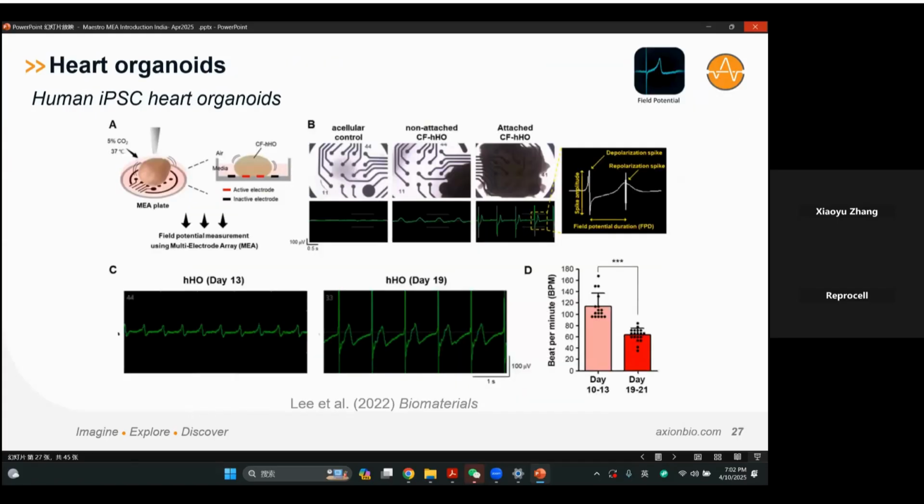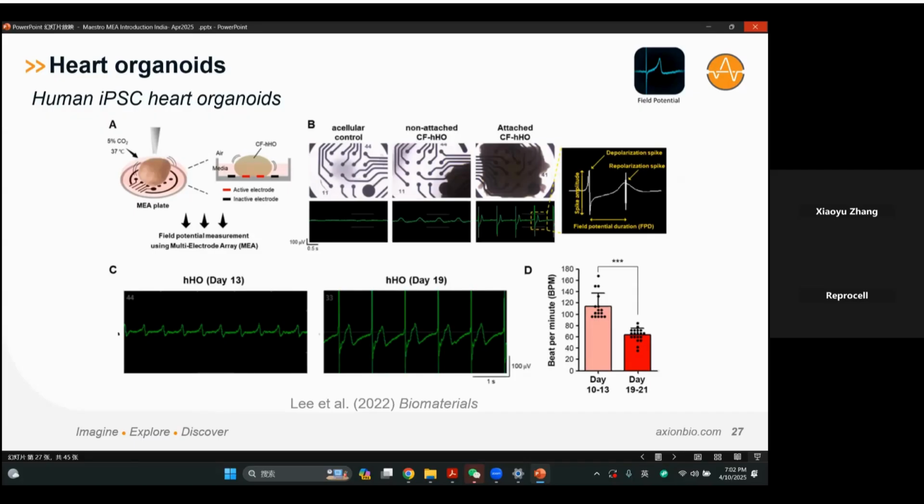And here is another example using MEA for 3D sample electrophysiology. In this study, scientists from Korea created self-organized heart organoids and validated the organoids' electrophysiological function with the Maestro MEA. The team also optimized the conditions for seeding the organoids by reducing the volume of the media to make sure that the organoids have good attachment with the electrodes.